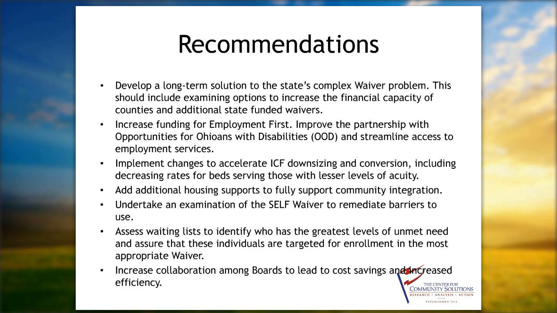Specifically, we target the tax equity line item in the state budget, which was initially developed to help to equalize funding for tax-poor counties. It is currently funded at about $14 million annually, which is woefully inadequate. We recommend increasing funding for this line item. Additionally, we recommend increasing state support for individual waivers that have an excessively high cost, so that counties are not always on the hook for these really high-cost consumers. We also recommend developing a solution to increase state-funded waivers over time to ultimately end the waiting list.